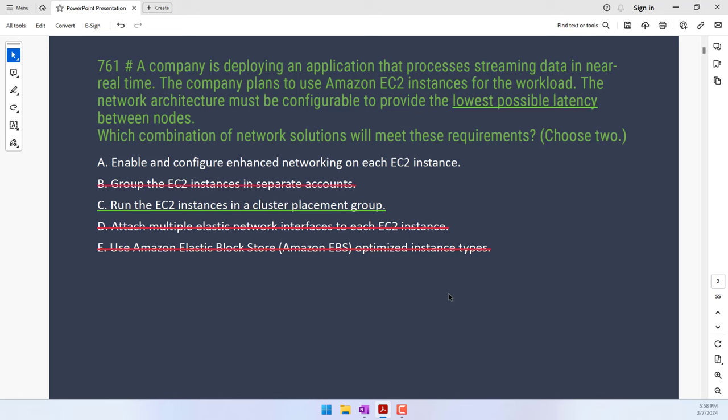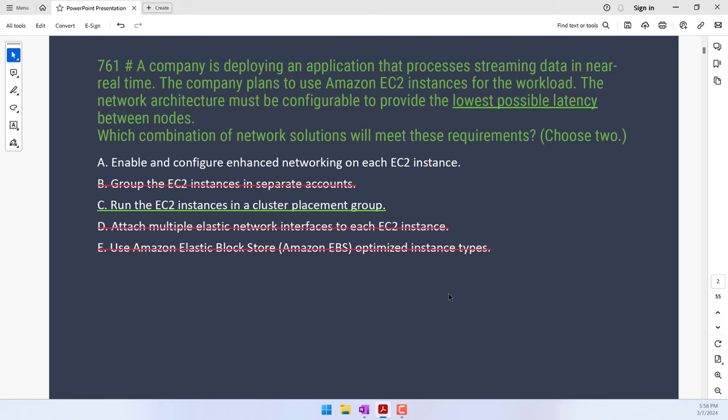An e-commerce company is running a seasonal online sale. The company hosts its website on EC2 instances spanning multiple availability zones. The company wants its website to manage sudden traffic increases during the sale. Which solution will meet these requirements most cost effectively?